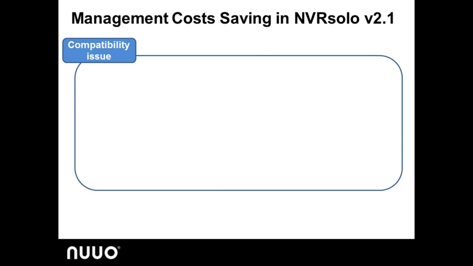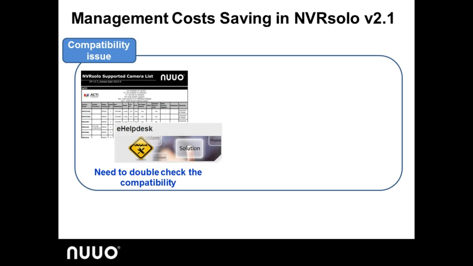And the second benefit of this function is that you don't worry about compatibility issues. If you use edge motion, you have to check the camera compatibility list first to make sure this camera is compatible with the NVR. And if some issues occur or motion detection doesn't work, you also need to find the root cause by yourself or apply a ticket to the eHelp desk. It wastes a lot of time.